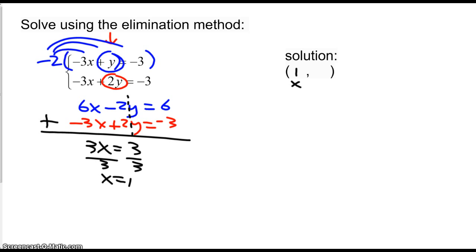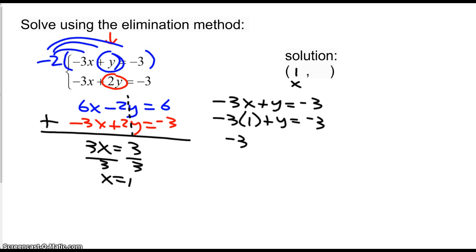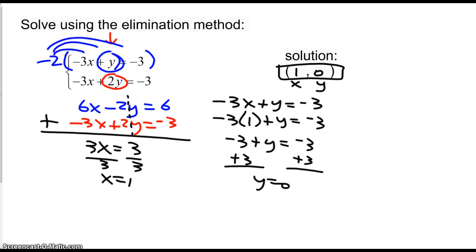And then to find the y portion, I can substitute into either version of the equation. So I'll substitute 1 into that first equation. And then I'll solve for y by adding 3 to both sides and getting y equals 0. y could certainly be 0. There's nothing wrong with getting 0.